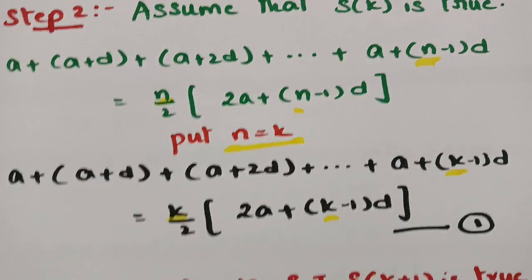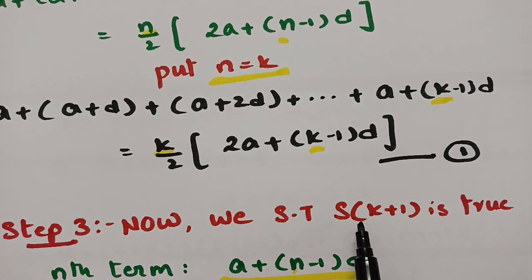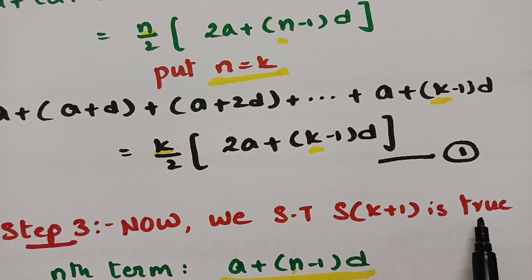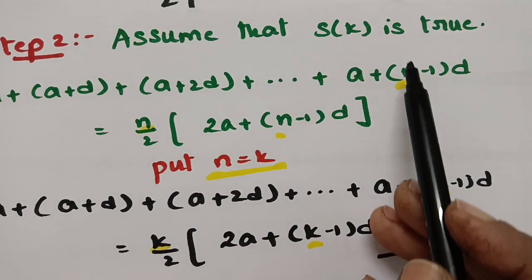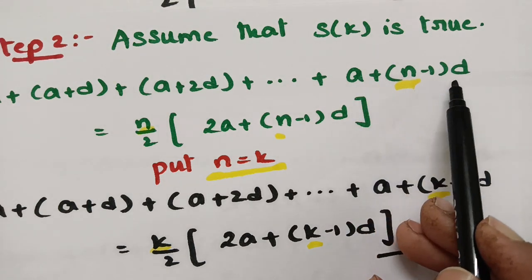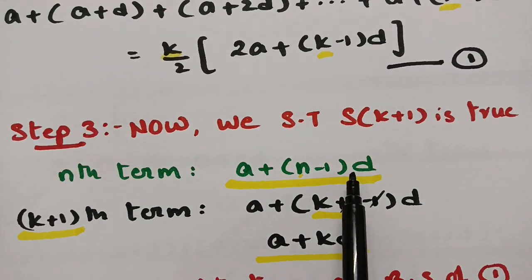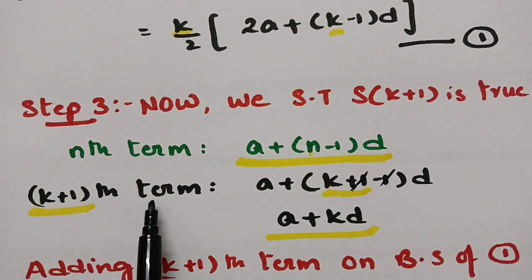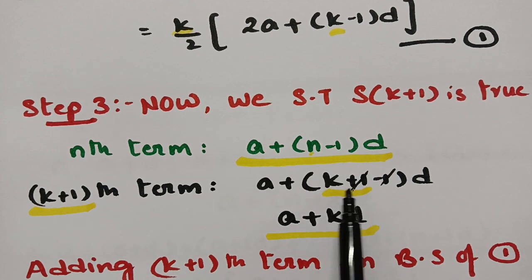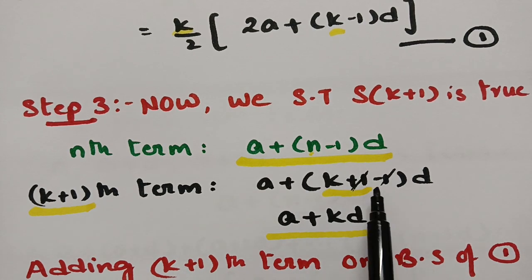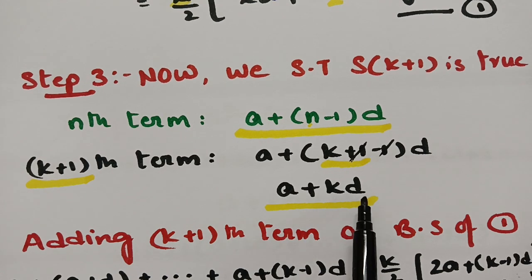In the third step, we have to show that S of k plus 1 is true. So what is our nth term here? We found that the nth term is a plus (n minus 1) into d. And what will be the (k plus 1)th term? In place of n, we have to substitute k plus 1. So after cancelling, it is a plus kd.